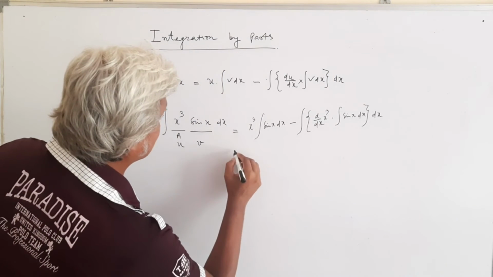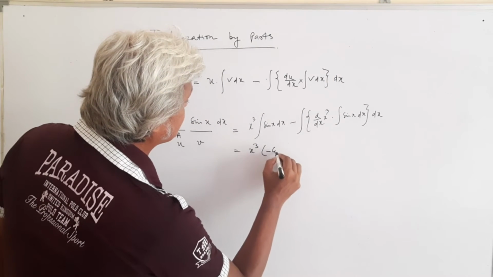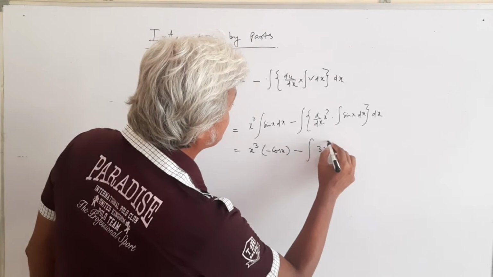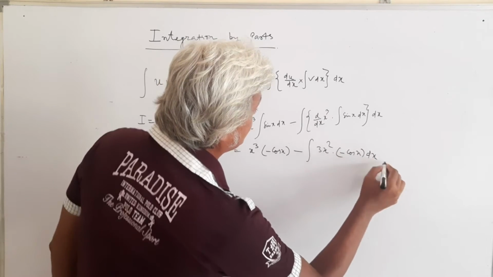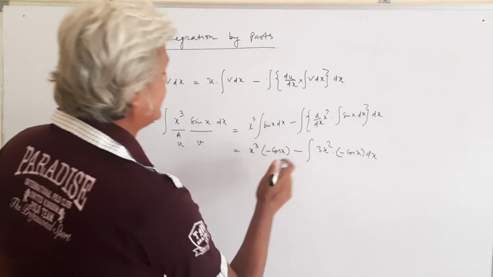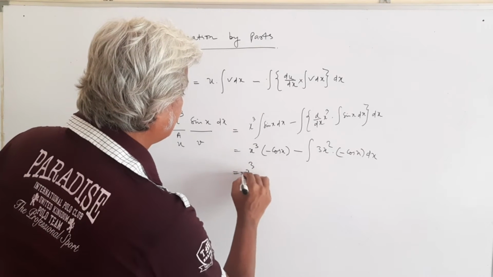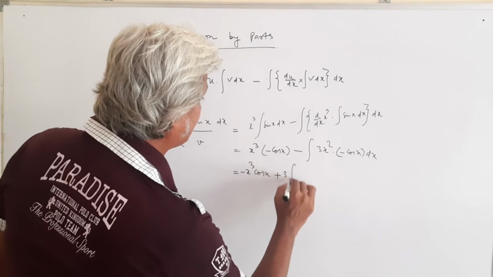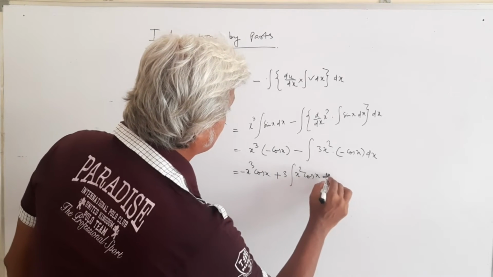So here you see this becomes x cube, integration of sin x is minus cos x minus integration of this, which is 3x square and minus cos x dx. So you find that this is done, but this part can again be integrated in the same style: x cube minus x cube cos x plus 3, outside I write it as x square cos x dx.